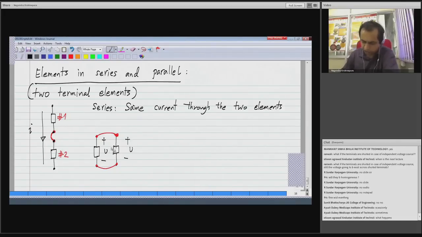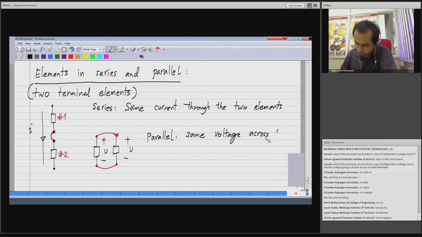Okay, obviously by KVL, the voltage across this and the voltage across that have to be exactly the same. If you consider this connection between two elements as a loop, then the voltage will be enforced to be the same by Kirchhoff's voltage law. So for parallel connection, we will have same voltage across the two elements. Okay, so with this in mind, we can see what happens to each element as we connect them in series or parallel.